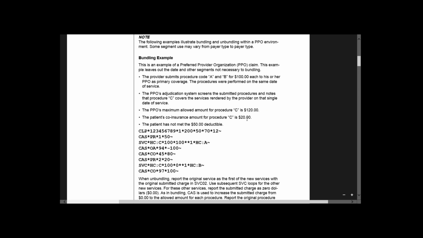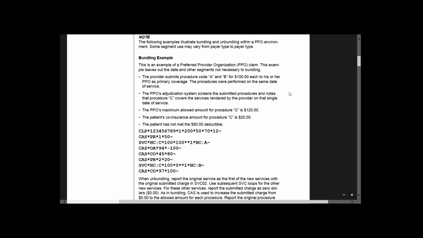The PPO claim gets adjudicated and the system screens the submitted procedures and notes that procedure C covers the services rendered by the provider on that single date of service. So what happens? The provider is not covered for A and B, but he is covered for C, which can be paid for the service provided on the same date of service. It's not like he treated for the migraine and he is getting paid for the diabetic treatment. No, it is a similar, same type of procedure code, but a more appropriate procedure code.